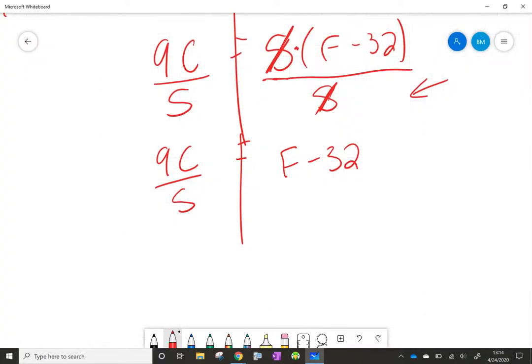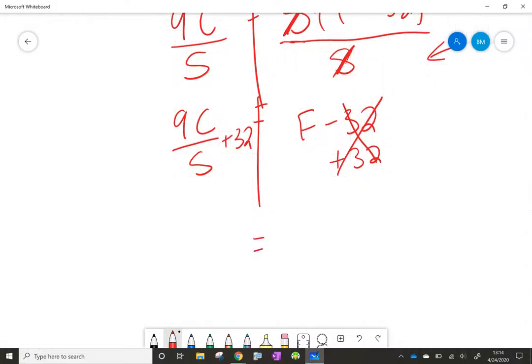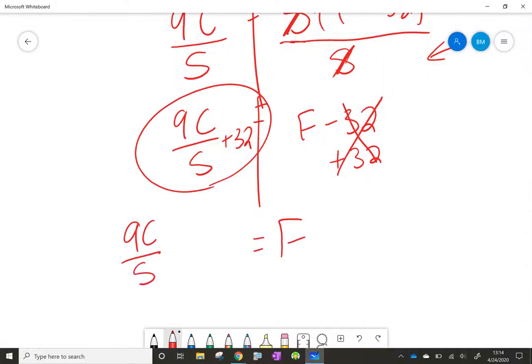So the last thing to do to get f by itself is pretty simple. We just have to get rid of the minus 32. So since it's subtracting 32, we add 32 and that will cancel it out. But just remember, you have to add the 32 to the other side as well. So you'll end up with f all by itself, and here you're going to have 9c divided by 5, and then add 32. So there's your formula.